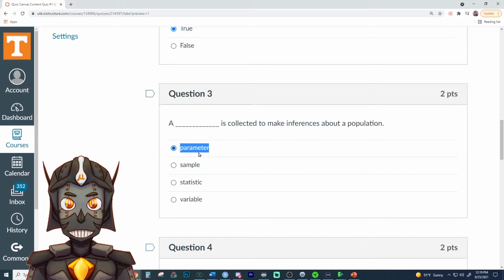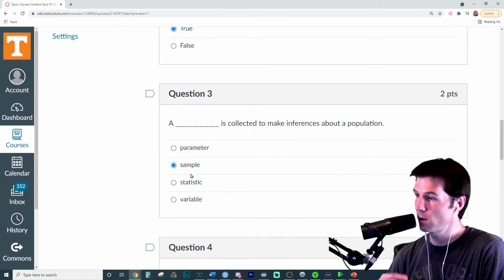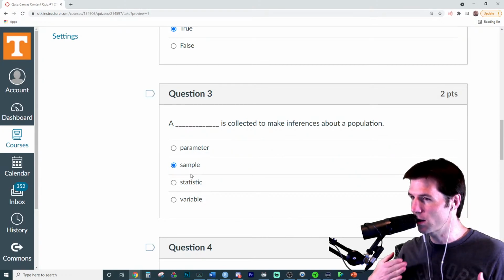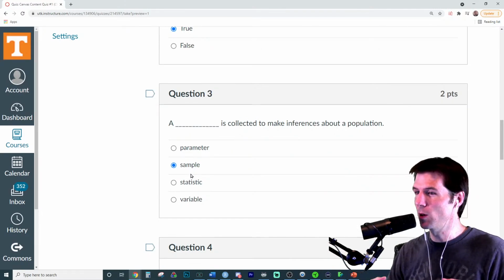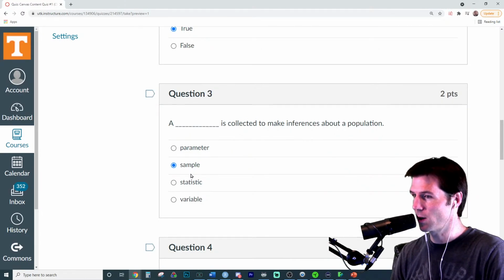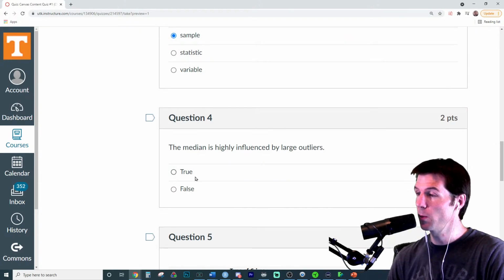MuBot, away! We'll do some more examples right here, but this is a sample. We take a sample to understand a population. Just kind of think of how these words work. Variable is just a question we ask. So the variable would be, we'd get a statistic on a variable. The median is highly influenced by outliers. We will be covering this next time.